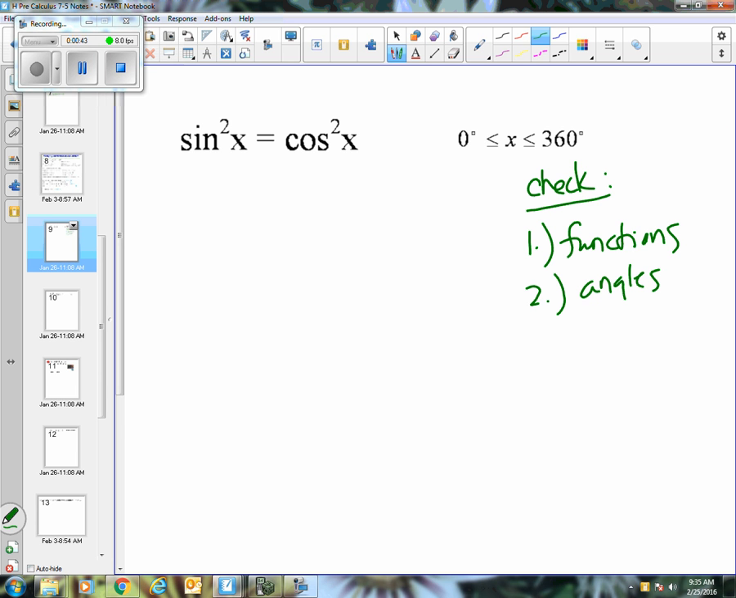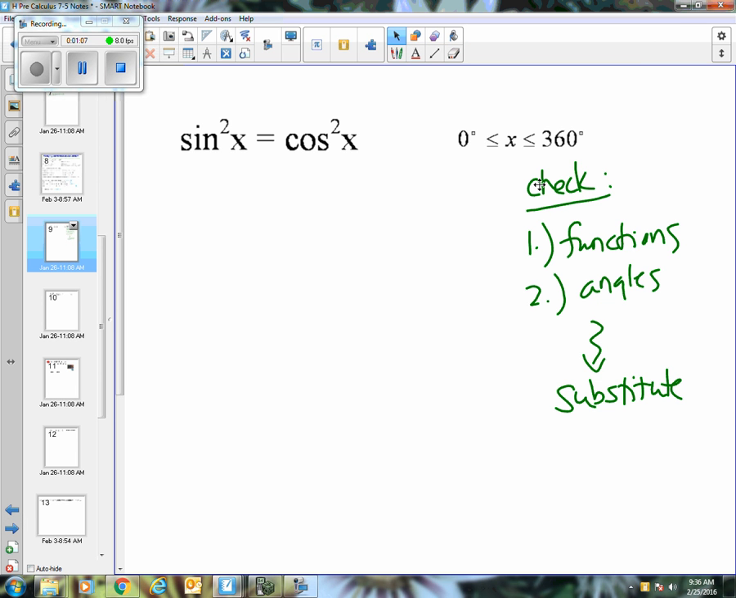So when we take a look at this first one, we have sine squared of x and cosine squared of x. Well, the function names are different. One is sine, one is cosine, but the angles are okay. They're both x. But we're still going to have to think a little bit about how we are going to solve this if the functions are different. And if they are different, our conclusion yesterday was we might have to make a substitution to make them the same.